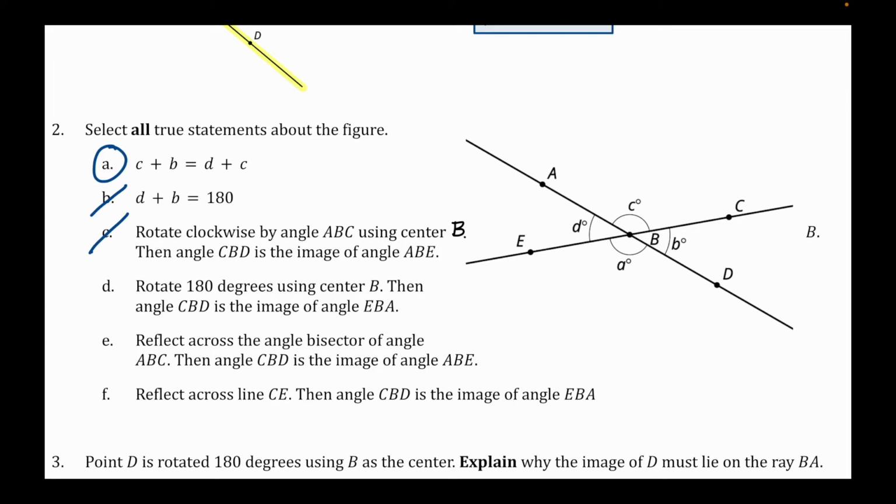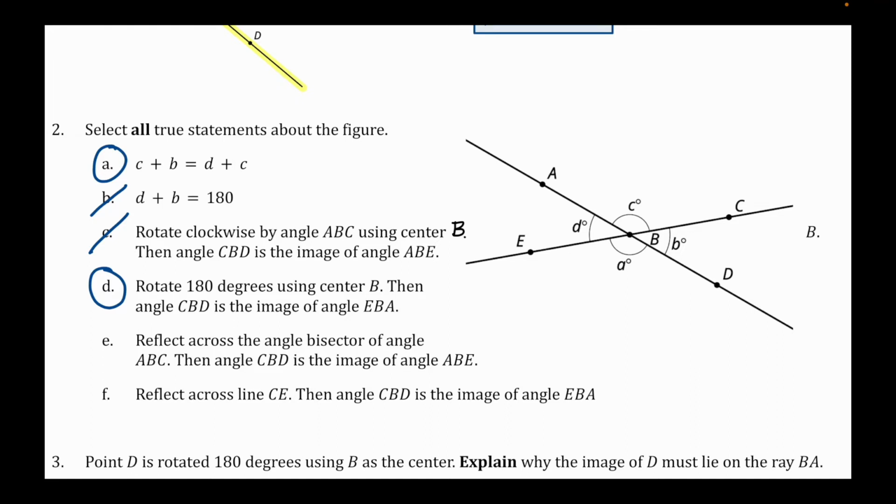This one here, the next option, is the 180 degree choice. Rotate everything 180 degrees using center B. Then angle CBD would be the image of angle EBA. This is the transformation version of proving that vertical angles are congruent.